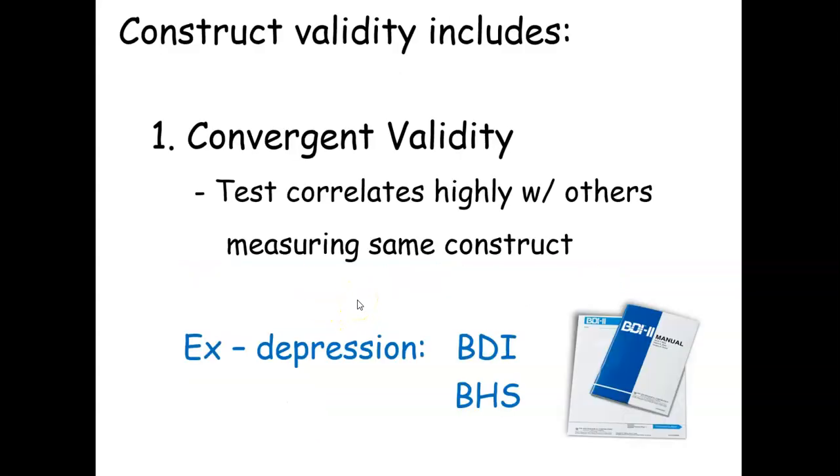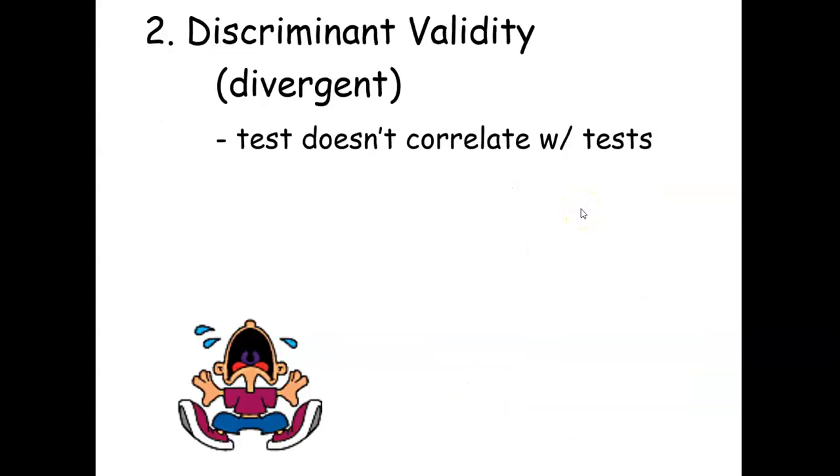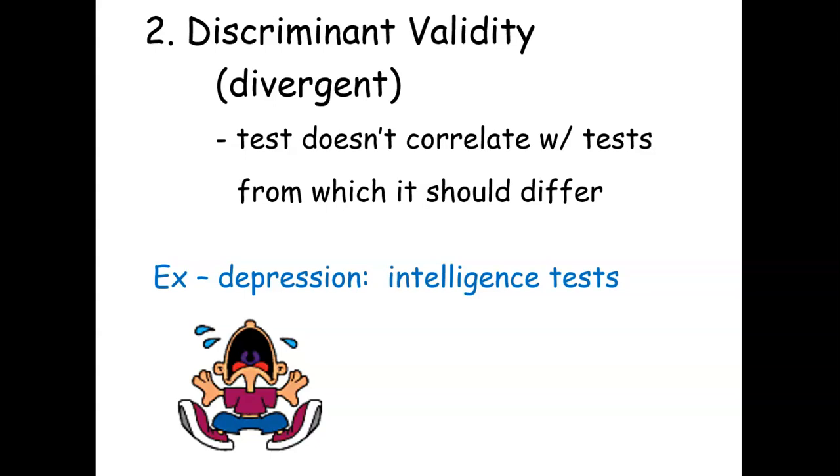So there's two different things that you want to do to find construct validity. You want to establish convergent validity. So does your test correlate with things that it should? And then discriminant validity, we want to see whether your test does not correlate with things that it is not supposed to.